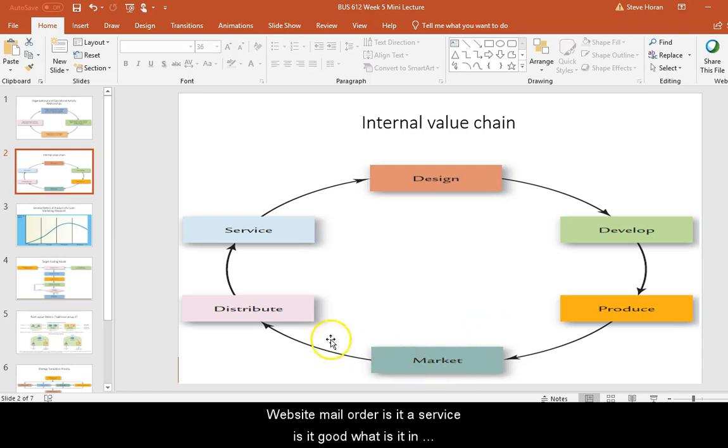And then once we market the product, we have to distribute it. It depends on what kind of product that is, right? Can somebody buy it through a store? Do they buy it on a website? Mail order? Is it a service? Is it a good? What is it?